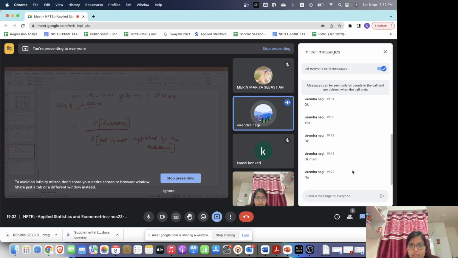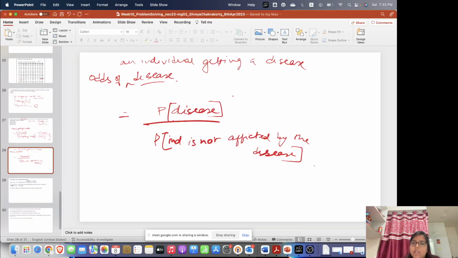Ma'am, here we can say that P upon 1 minus P also. Yeah, of course. If you designate this as P, then this is P by 1 minus P, where P is the probability of getting the disease.